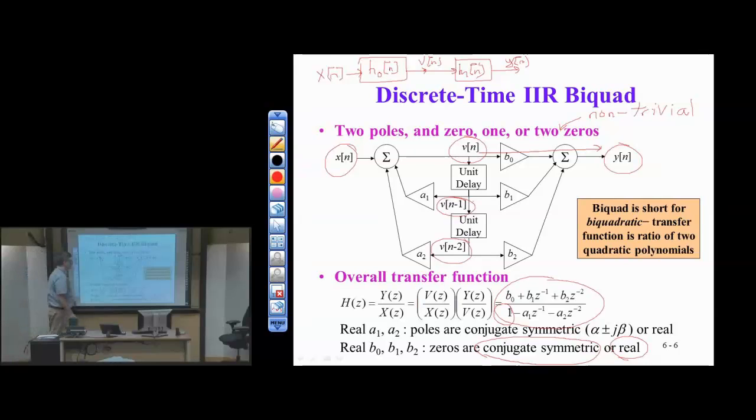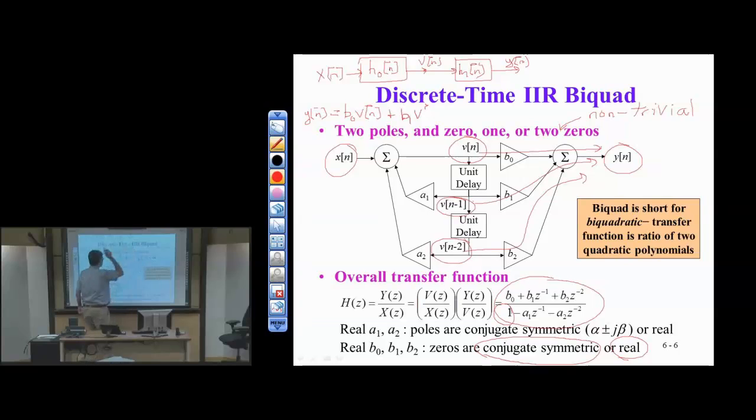So if we look at the difference equation relating y and v, we get something very familiar. We get y of n is b0 v of n plus b1 v of n minus 1 plus b2 v of n minus 2.